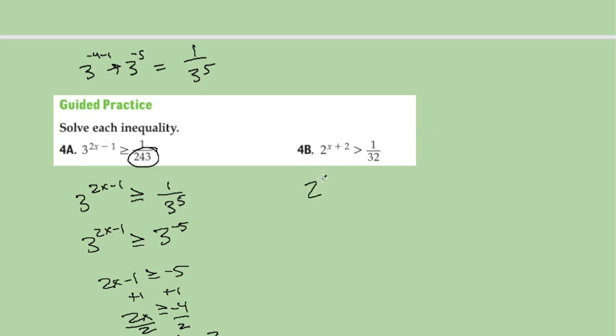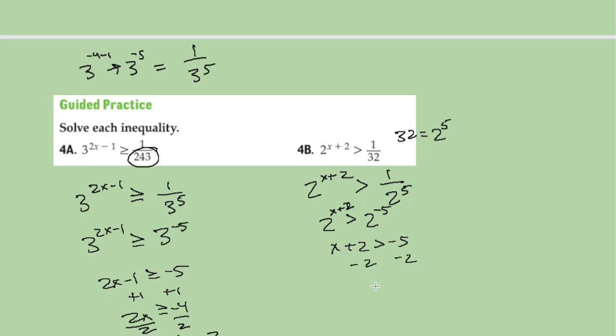Okay, now we're going to do the same thing with this one. So we have 2 to the x plus 2 is greater than 1 over 32. And I can write 32 in base 2, right? That's 32 is 2 to the 5th. So we have 1 over 2 to the 5th. And now we're going to do exactly what we did last time, where we rewrite this using a negative exponent. So we have 2 to the x plus 2 is greater than 2 to the negative 5th. So we have x plus 2 is greater than negative 5. Subtract 2 from both, and you get x is greater than negative 7.